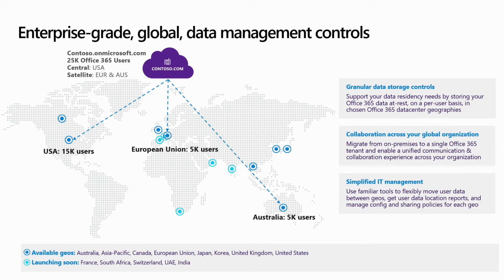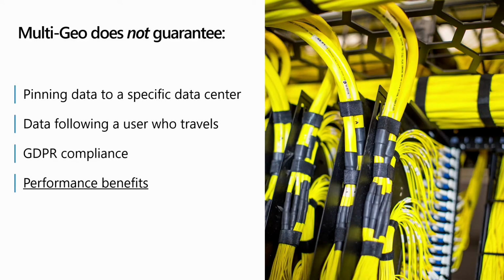And the final pillar we have is simplified IT management. The fact that IT is going to manage a single Office 365 tenant for the entire organization means that less resources are getting used for enabling user collaboration, for managing data residency, and so on and so forth. So these are our 3 main pillars for Multi-Geo capabilities in Office 365. And again, the idea is to move data from on-premises to the cloud, or move data between geos from the United States to Europe, Europe to Australia, and so on and so forth, and you have that complete flexibility to do so. There are a few things that Multi-Geo does not guarantee.